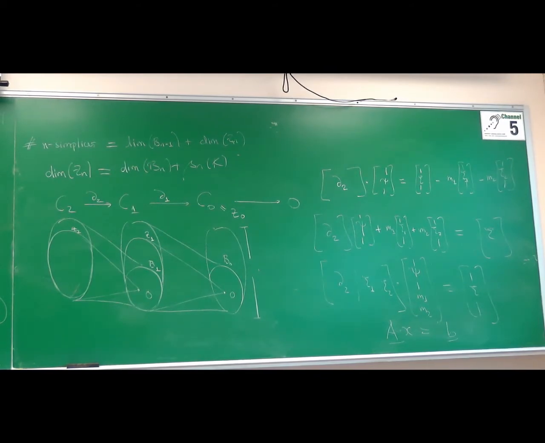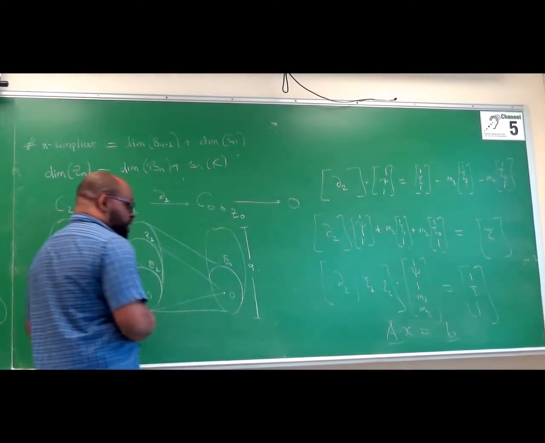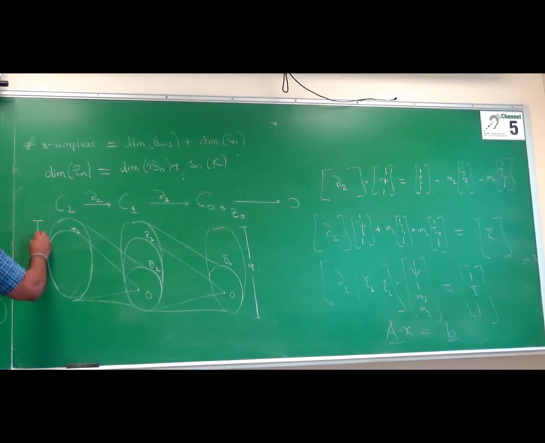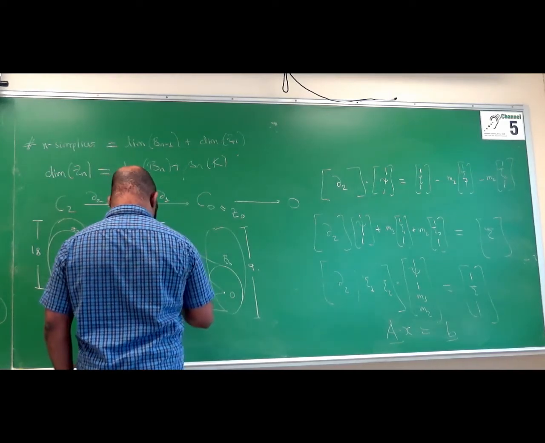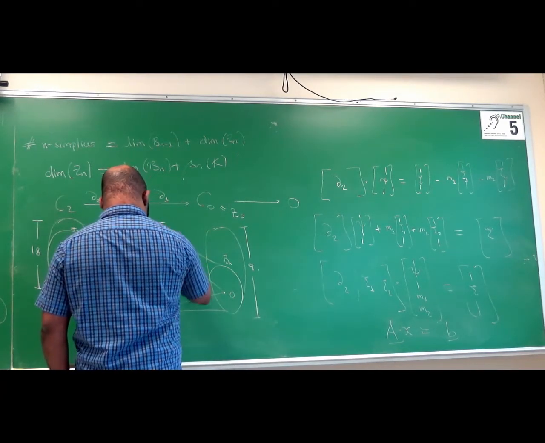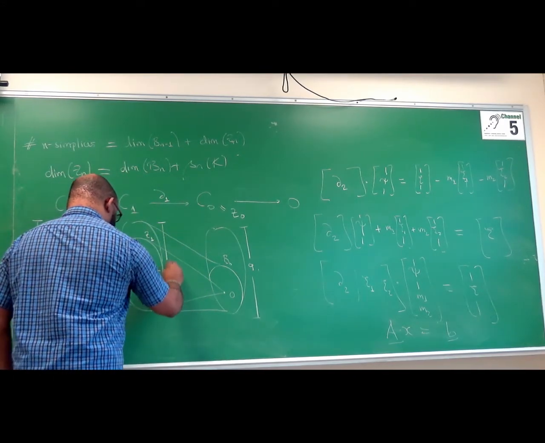No, our example. That should be 9, right? So 9 in here. In C2, the dimension is 18. And in C1, the dimension is 27. Okay?